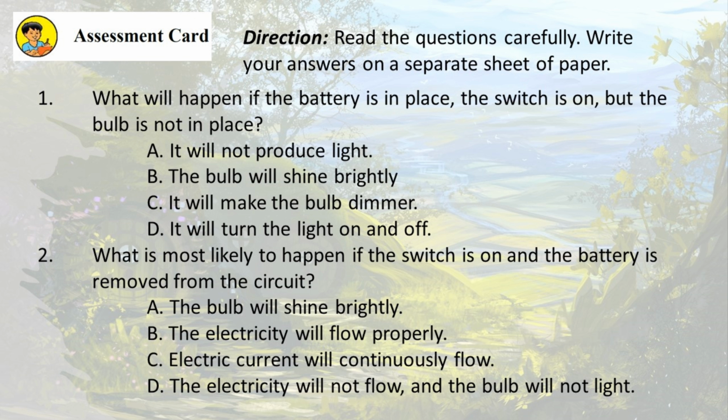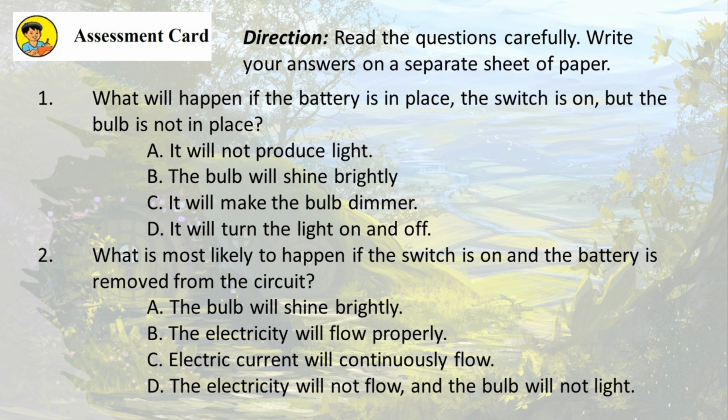Direction: Read the questions carefully. Write your answers on a separate sheet of paper. 1. What will happen if the battery is in place, the switch is on, but the bulb is not in place? A. It will not produce light. B. The bulb will shine brightly. C. It will make the bulb dimmer. D. It will turn the light on and off.